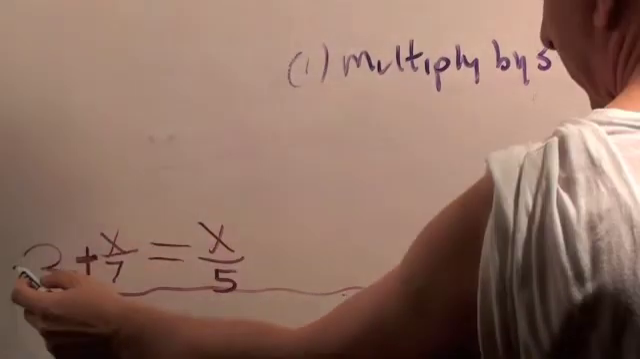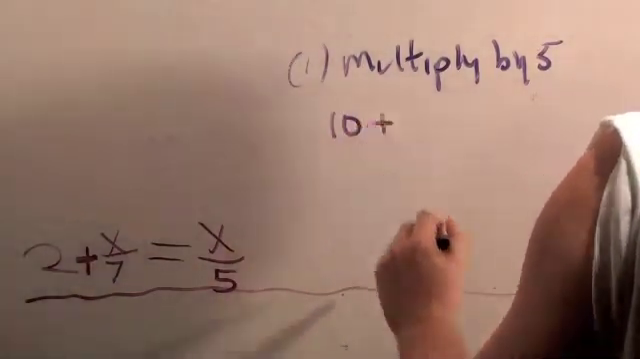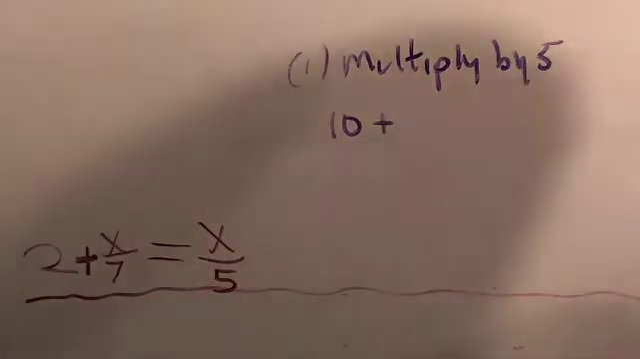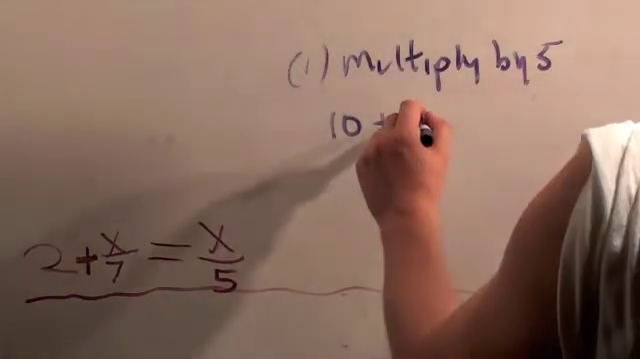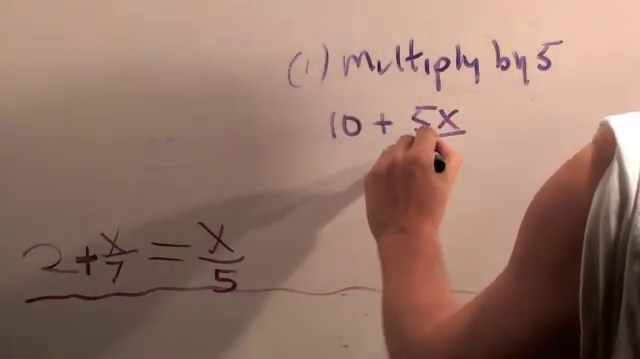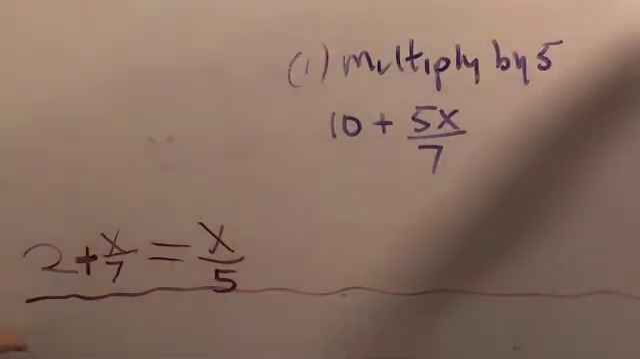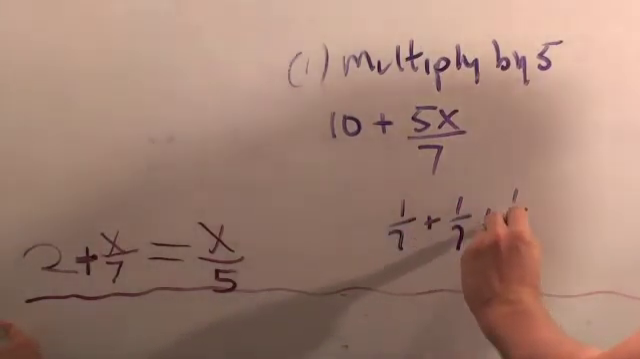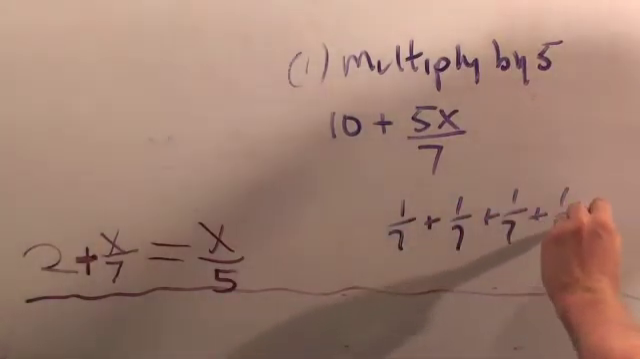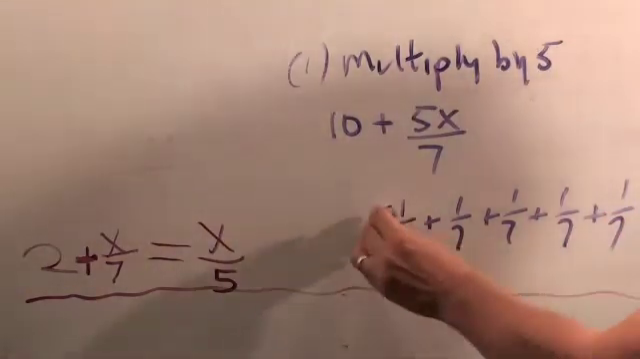Okay? So I get 5 times 2, which is 10, plus, what's x over 7 times 5? 5x over 35. No, 5x over 7. Oh, 5x over 7. Okay, so because I just take 1/7 5 times. So in other words, I take 1/7 plus 1/7 plus 1/7 plus 1/7 plus 1/7. And that's 5/7.